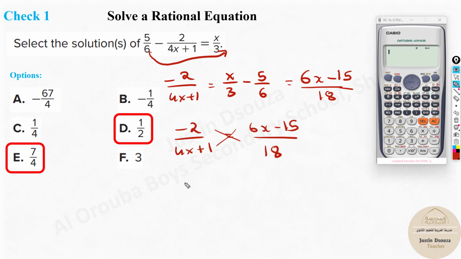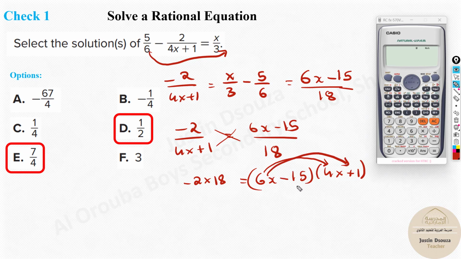So it will be negative 2 times 18, that is equal to 6x minus 15 multiplied with 4x plus 1. This is the thing. Now you can do the FOIL method. What is the FOIL method? You multiply the first term with first, the first term with last, and then the inner terms, and the last terms. So FOIL is first, outer, inner, last.